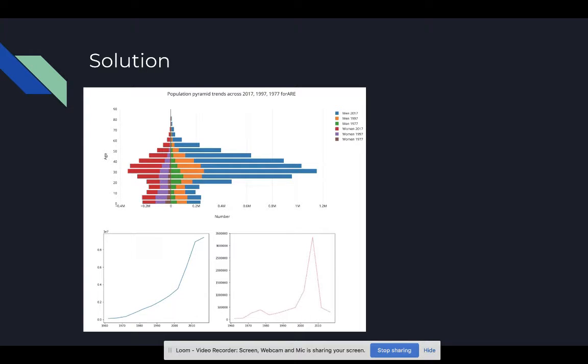You can see the population pyramid trends across different times, and you can also see the population growth. And this on the right side is the net migration, the number of migrants over time. These are a few data that we pulled from the World Bank data. We looked through the different data to find a way to possibly explain such anomalies.